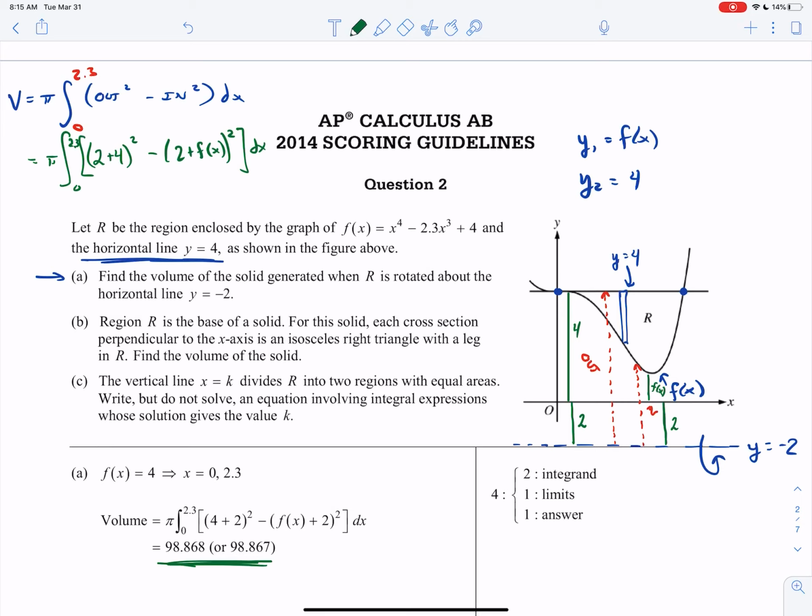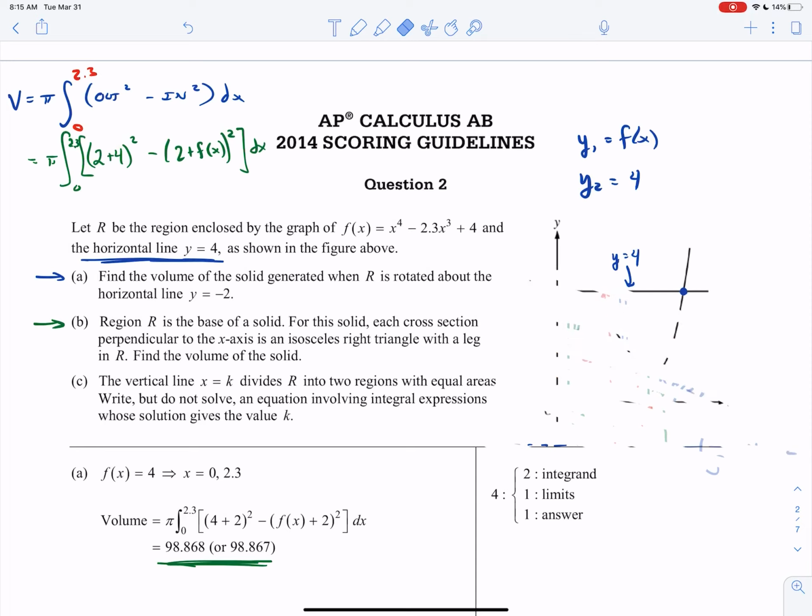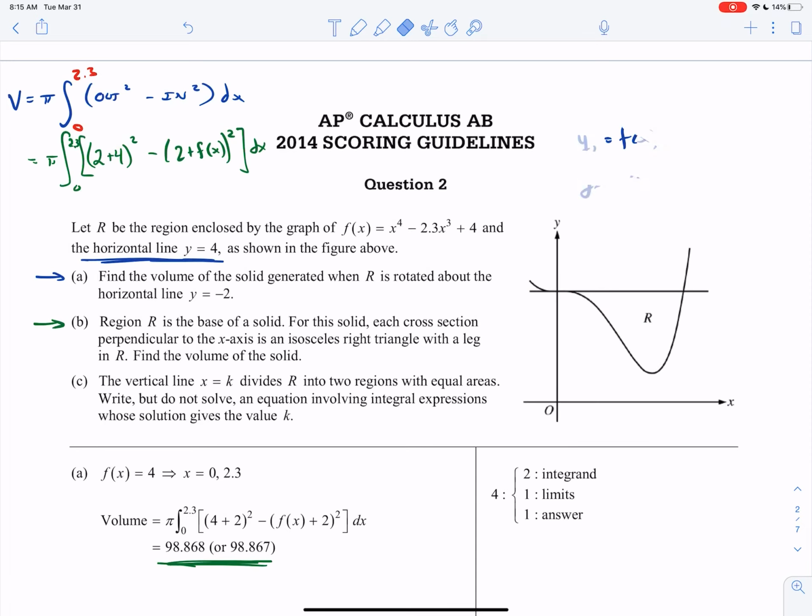Here's part B. The region R is the base of a solid. We have a cross section that's perpendicular to the x-axis. Remember, perpendicular to the x-axis just implies that you're going to integrate with x. So right away, I know I'm going to integrate with x. Here, the cross sections are going to be isosceles triangles. Basically, when you find the length of this right here, you're finding the length of that there.